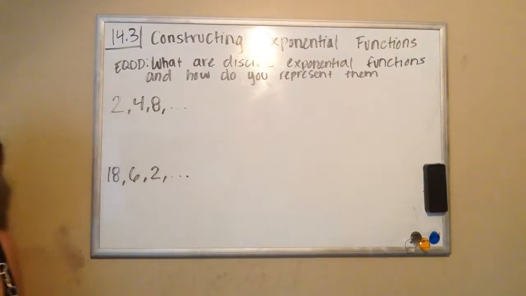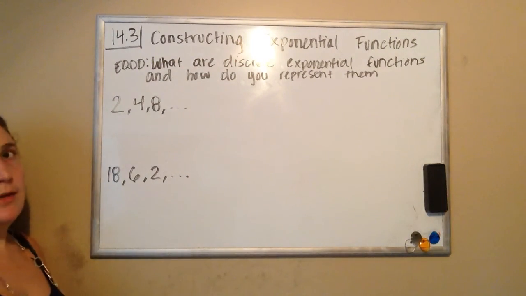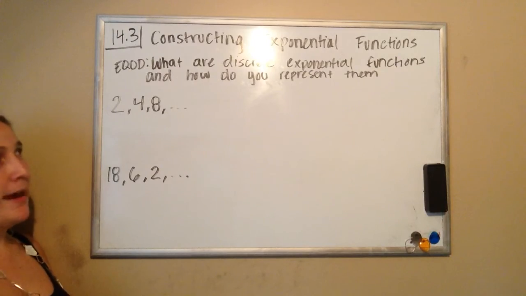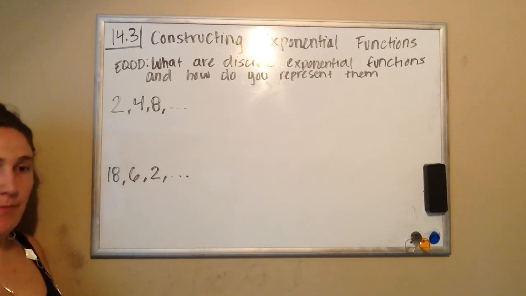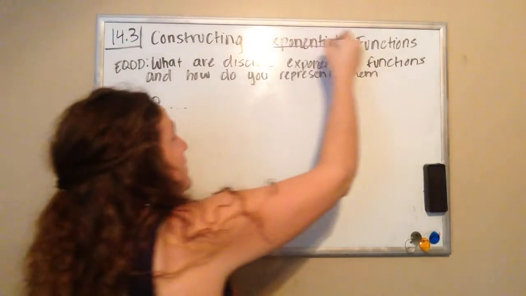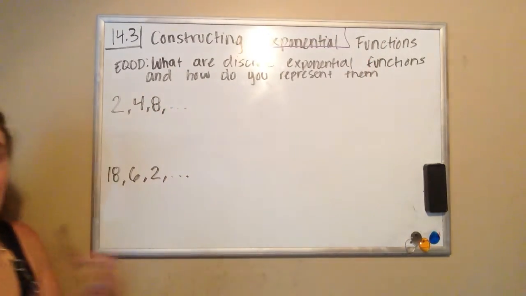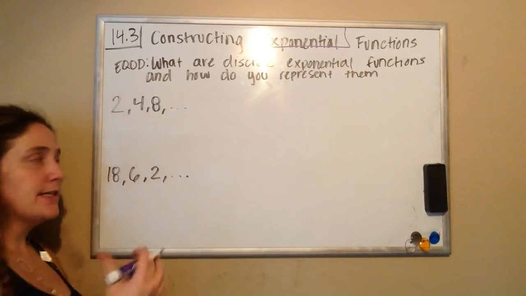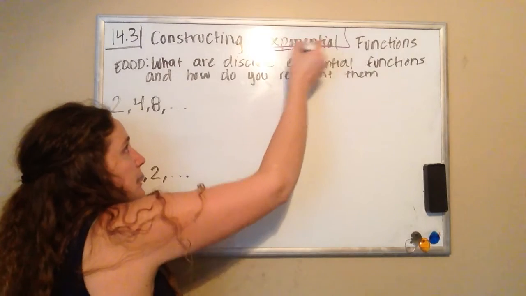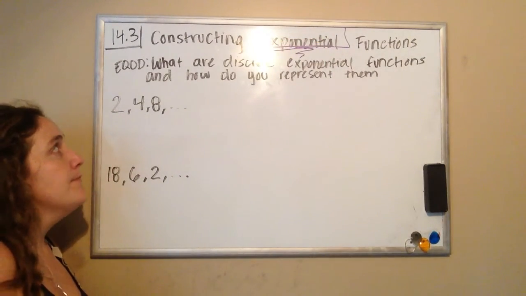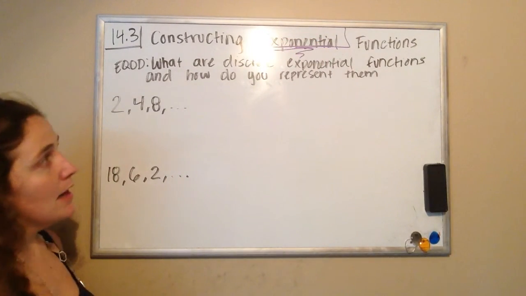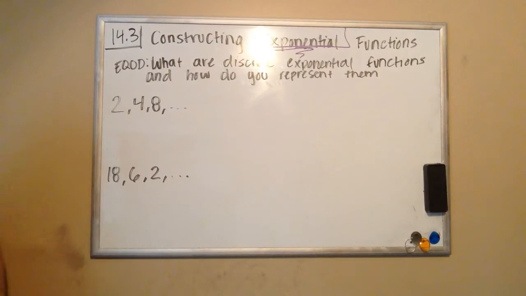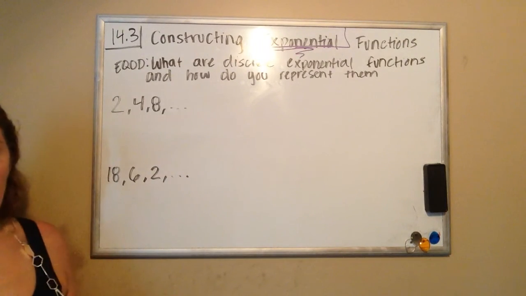Alright, so section 14.3, we're still talking about geometric sequences, but now we have a new name for them basically, and they're called exponential functions. So they're the exact same thing, they represent the same things, but in this case we're talking about an exponential function. Okay? So what are they basically, and how do we graph them? How do we represent them? And there's going to be a couple different ways that we represent and graph them.